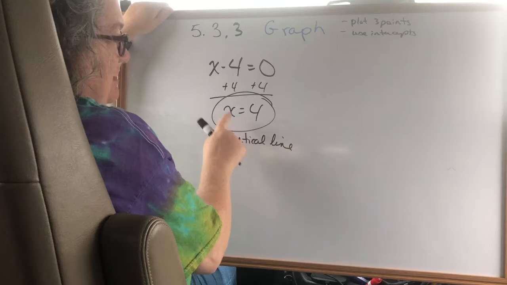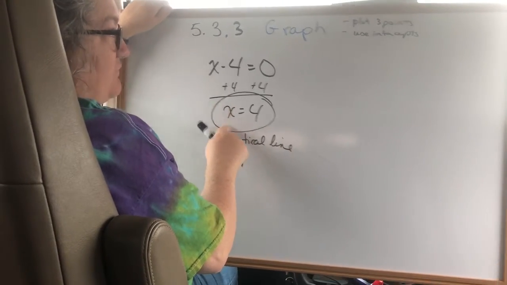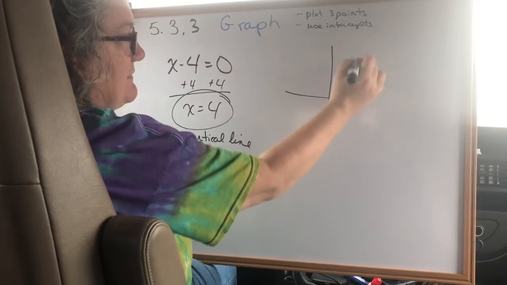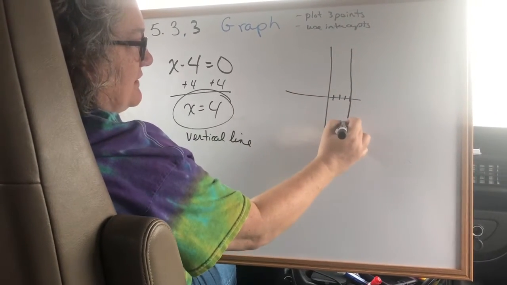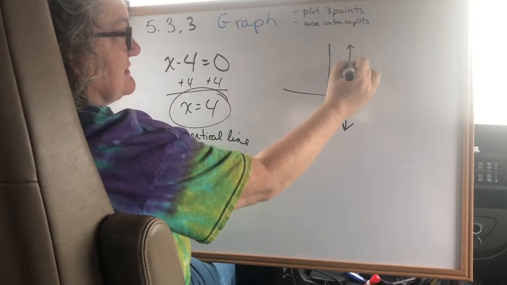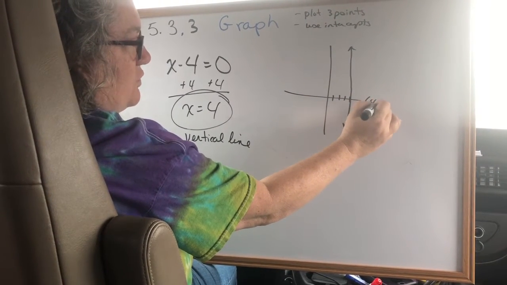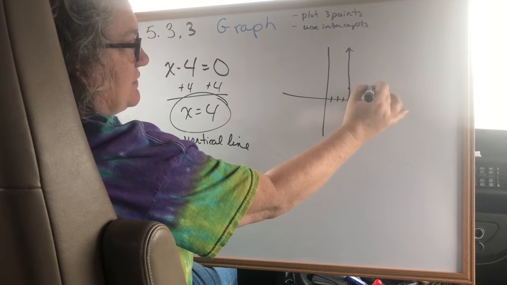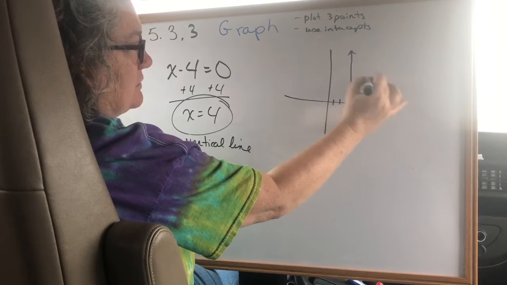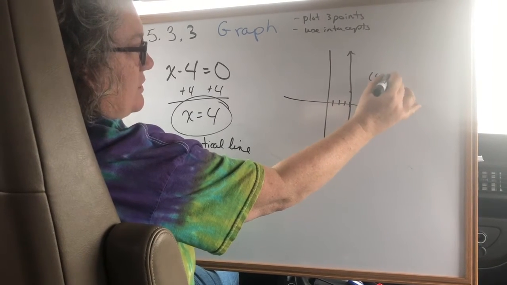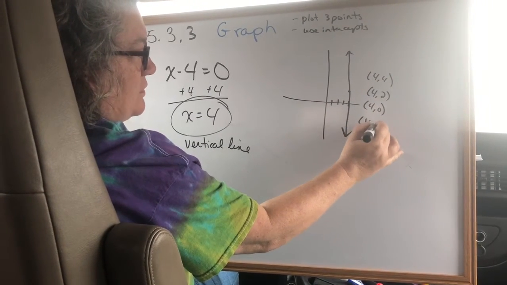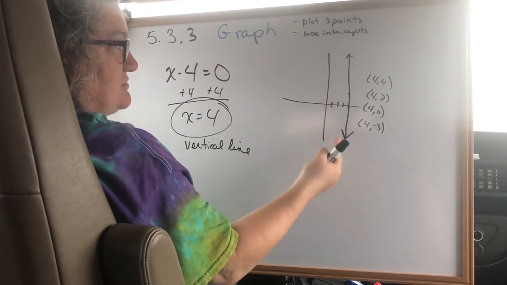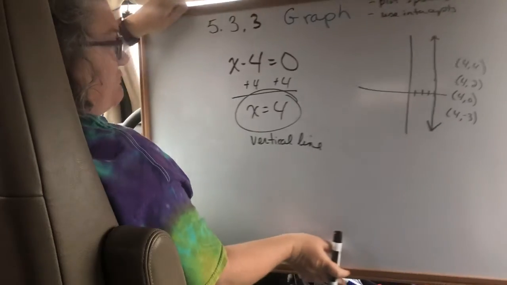So this tells me right here that all x's are going to be 4. So if I graph this over here, 1, 2, 3, 4, that means that my line is going to go right there because this one is 4, 0. This one could be 4, 2. 4, 4, 4, negative 3. So you see how all these points here, all their x values are 4. So that's what we call a vertical line.